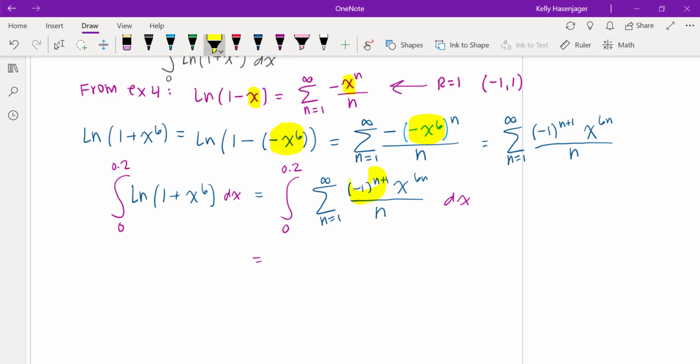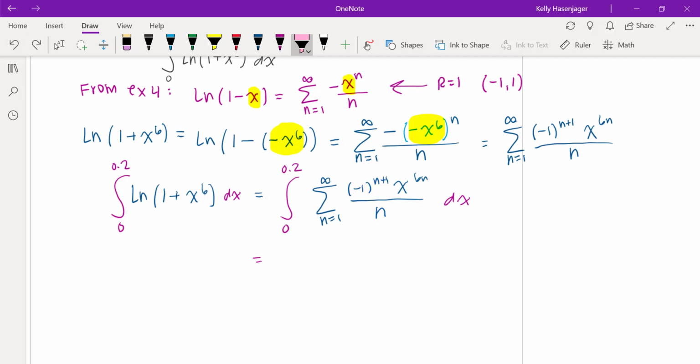-1 to the n plus 1, that's a constant. We're not going to have to touch that. n is a constant in terms of our integral because we're integrating with respect to x. So the only piece that we have to really take the antiderivative of is that x piece.